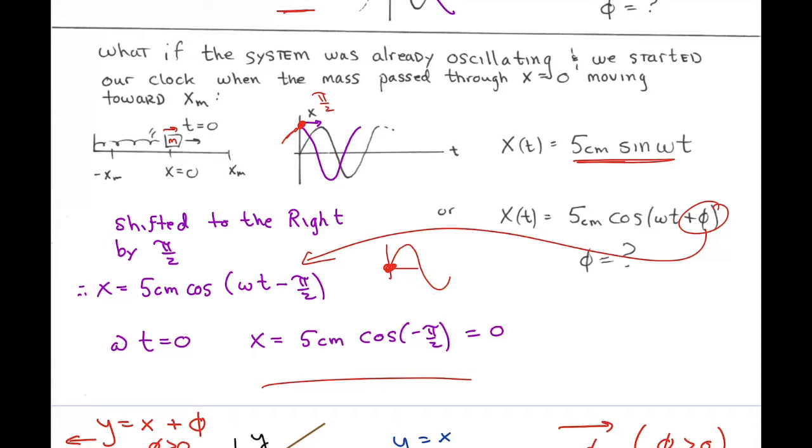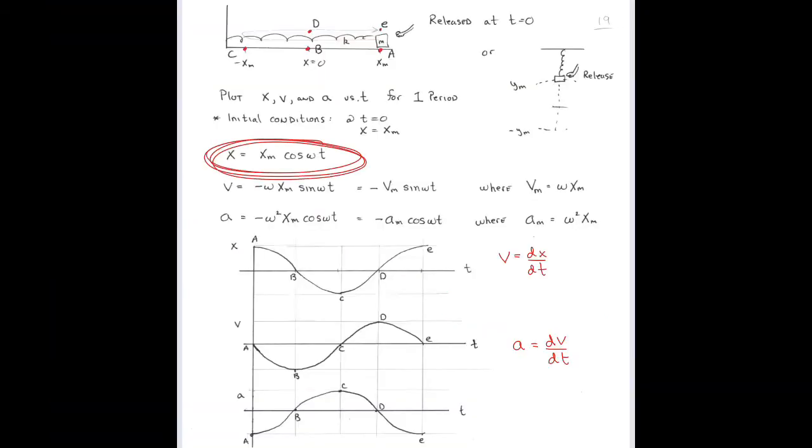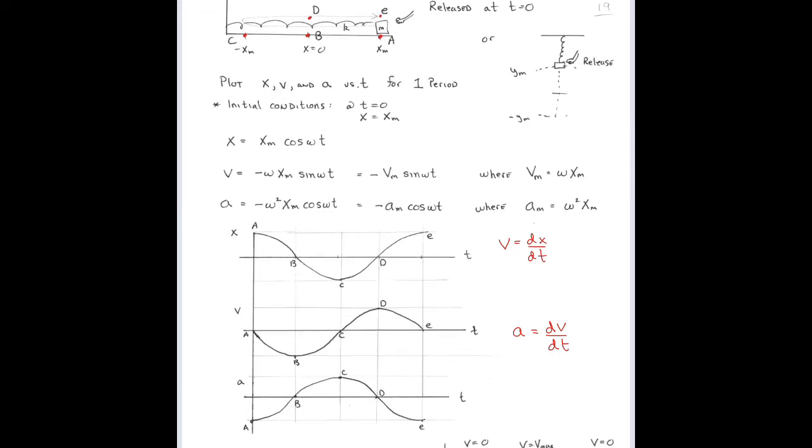Okay, and just to make sure, if I put in time equals 0, then 0 minus pi over 2, remember that pi over 2 minus pi over 2 is down here, so cosine of minus pi over 2 is 0, and sure enough, at time equals 0, that's where the object is. So we found the position function for the mass on a spring, and then we wanted to find the velocity and the acceleration.